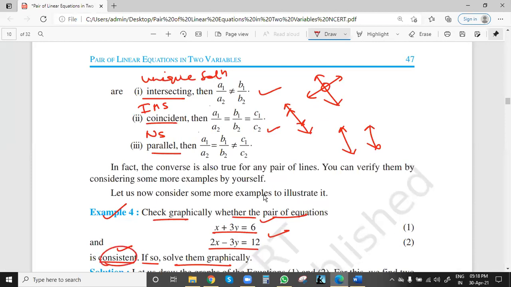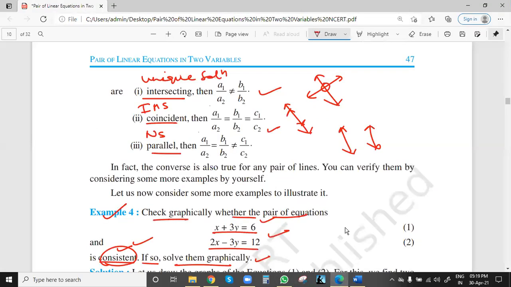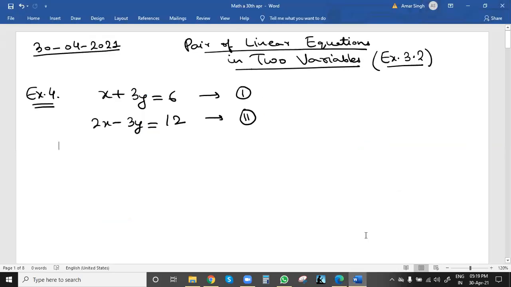Now we first have to check whether the given pair of linear equations is consistent or not. If they are consistent, then we have to solve graphically. So this is the first equation and this is the second equation. Solving means to find the values of x and y. So what is the best method? Graphically we have to solve, but I think the best approach is to first check whether it is consistent or not.